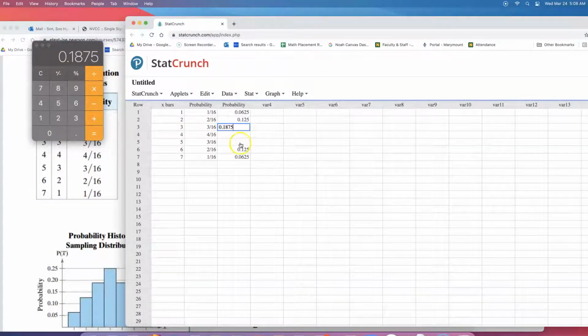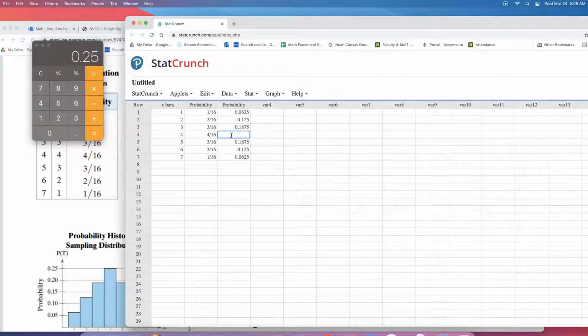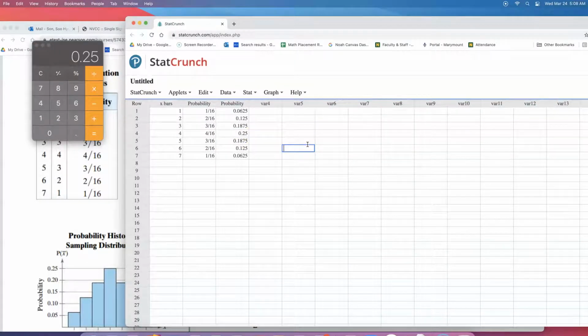0.1875. But you see why, Nicole, you may want to use the formula, because in order to find the probability distributions, mean and standard deviation, we're going to have to do this. 4 divided by 16 is 0.25. So now I get my weights in decimal because I just learned StatCrunch won't take fractions as the weights.